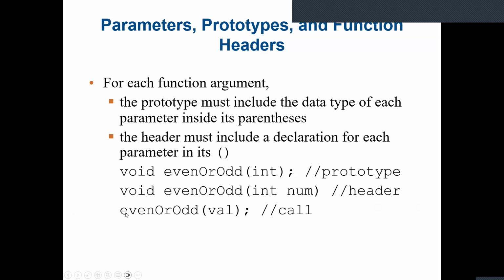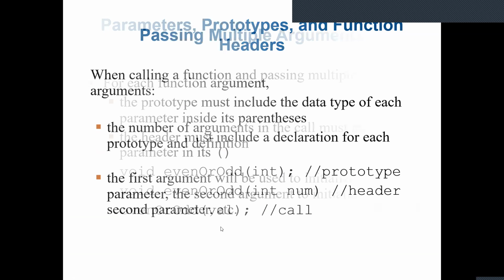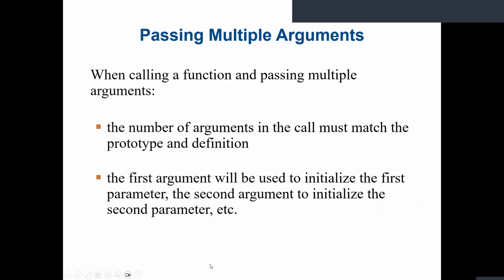Then when we call the function, we do not include the void or the returning type, just the function name and the argument. And this argument can be an actual value or a variable name where the content of the value is. Also, when we are calling a function and passing multiple arguments, we have to be very careful. The number of arguments in a call must match the prototype and also the definitions.